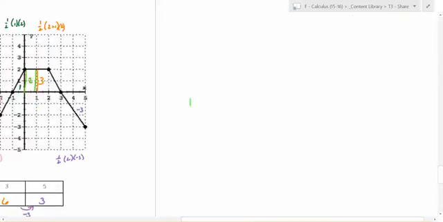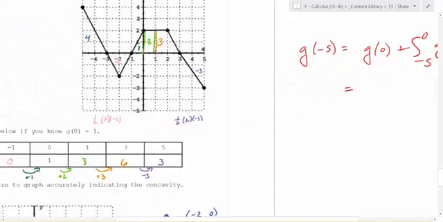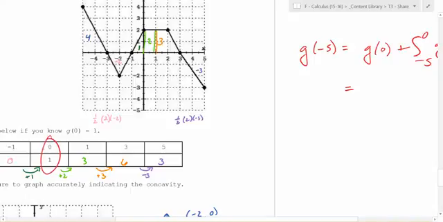You know that g of negative 5 is going to be equal to the starting position, plus the integral from negative 5 to 0 of g prime of x dx. Well, what is g of 0? On the chart, what does it tell us g of 0 is? It tells us g of 0 is 1.